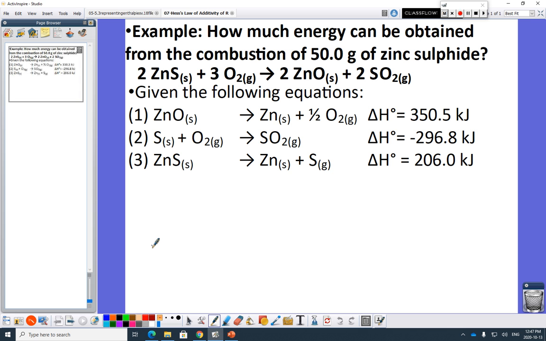Okay, so this question, you're given the equations, and it also says 50 grams. So I left the question like that because that's what your textbook does.